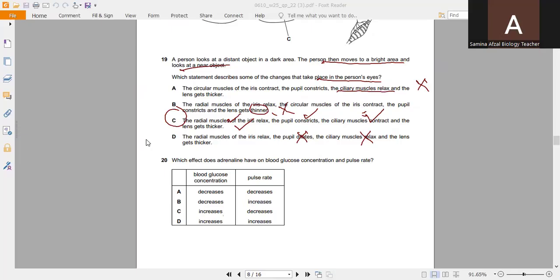Adrenaline triggers the liver to convert stored glycogen into glucose, releasing it into the blood to provide extra energy for respiring muscles. Secondly, the pulse rate also increases. So the heart beats faster and harder to pump this oxygen and glucose-rich blood to the muscles as quickly as possible. So therefore, both parameters increase, making B the correct option. A, C, D are not. It will increase, it will also increase.